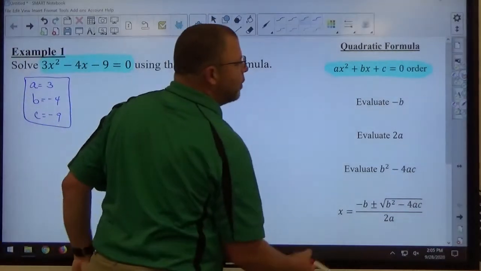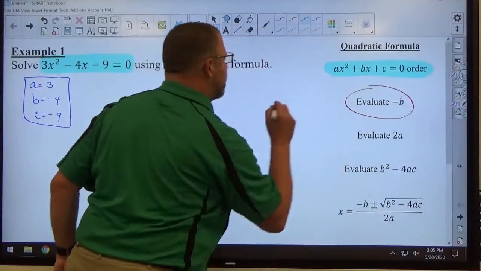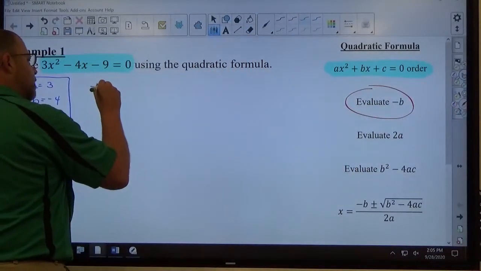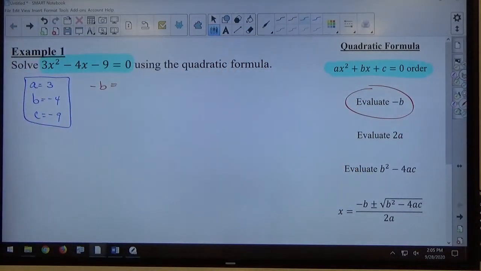Now, this tells me to evaluate negative b. This is easy. Negative b means change the sign of b. What is b? Negative 4. So negative b is? Positive 4. Positive 4. That's all minus b is. Change the sign of b. Whatever b is, make it the opposite.